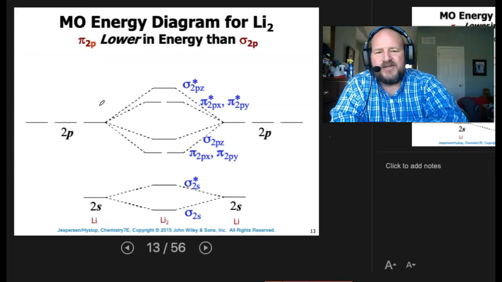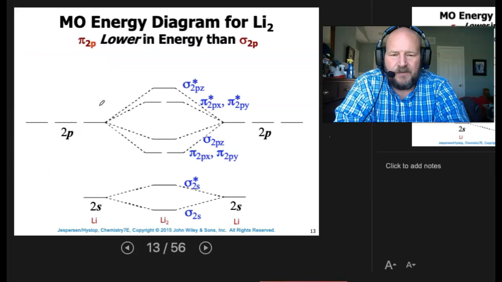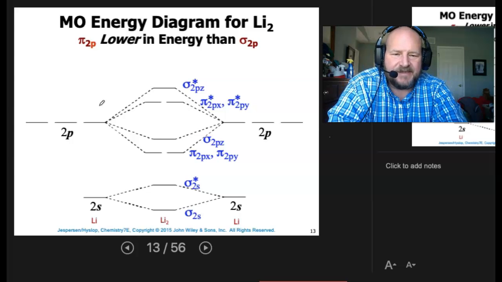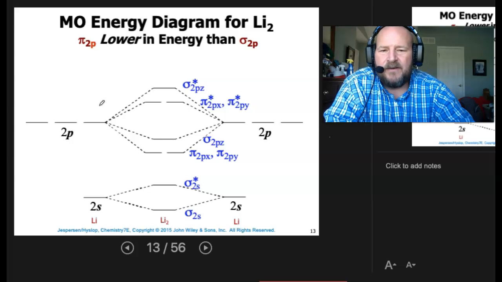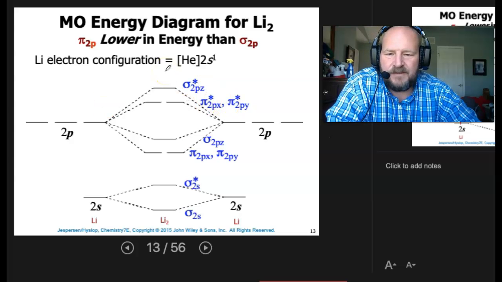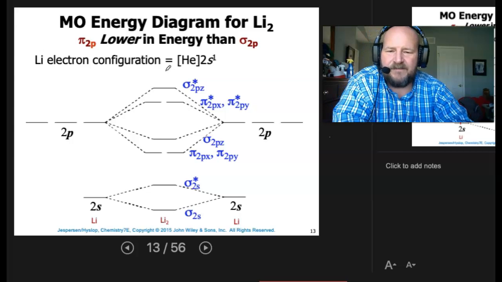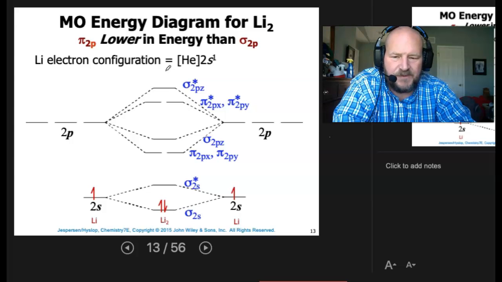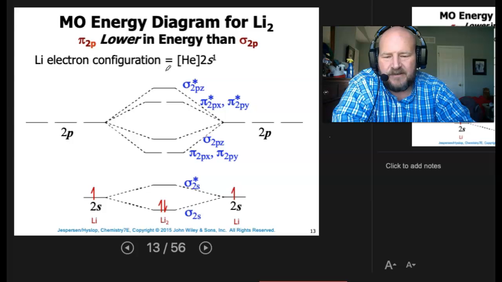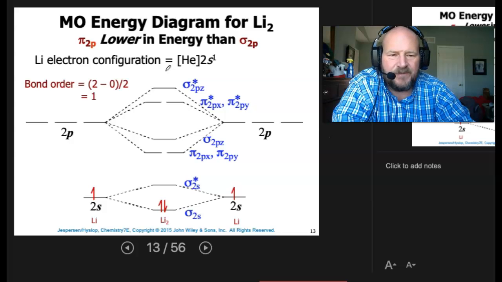So for our MO energy level for Li2, again, we won't worry about the 1s. We know that that's going to make helium and cancel out. So we're going to look at the 2s and the 2p. For lithium, we know the electron configuration would be helium 2s1. So we'll put 1 electron for lithium 1, 1 electron for lithium 2. They both go together and make Li2. So the bond order here should be 1.